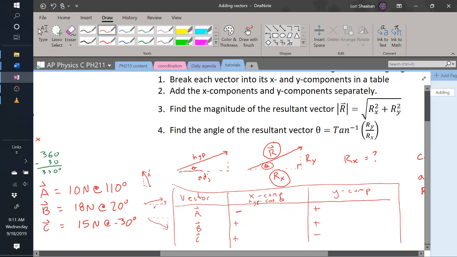So when we take 10 times the cosine of 110, we're going to get negative 3.4202. Notice I'm keeping quite a bit of my digits here for significant figures. I will round later, otherwise we'll have rounding errors. So if I take 10 times the sine of 110, I'm going to get 9.3969.